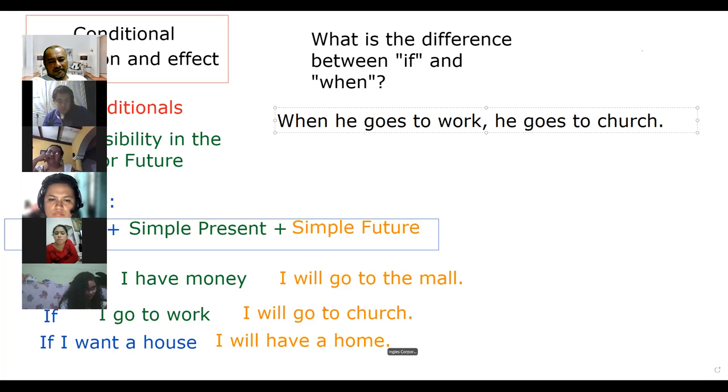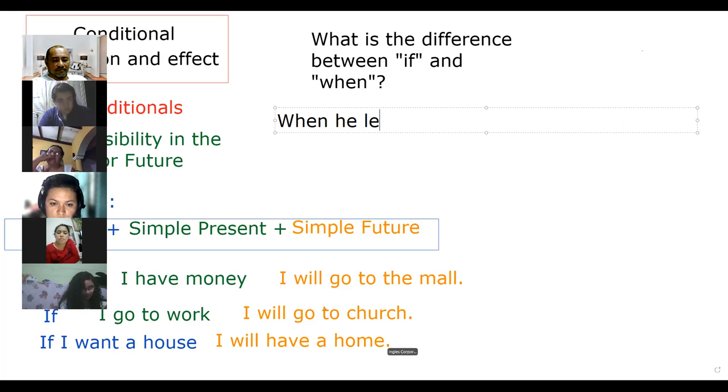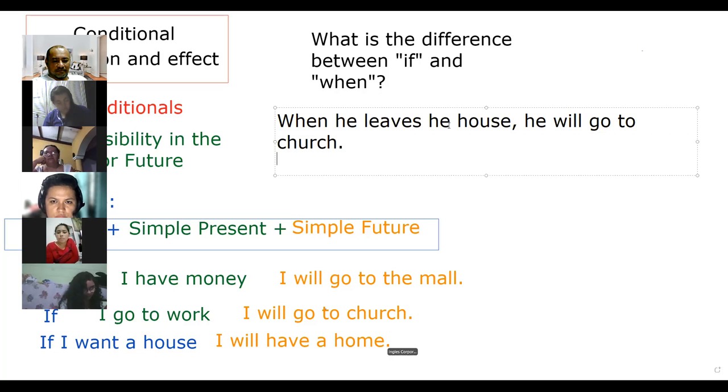All right, now this is simple present and simple present, okay? This is not a condition, okay? No me estás diciendo una condición, me estás diciendo dos hechos, okay? All right, a condition would be "when he goes," okay? When he leaves the house, es como parece para cuando se vaya a la casa, right? When he leaves the house, he will go to church, okay? Para cuando se salga de la casa, él va a ir a la iglesia, va a ir en el futuro, got it?